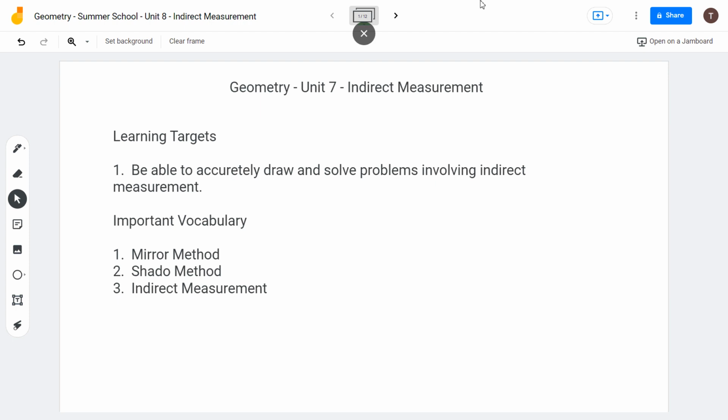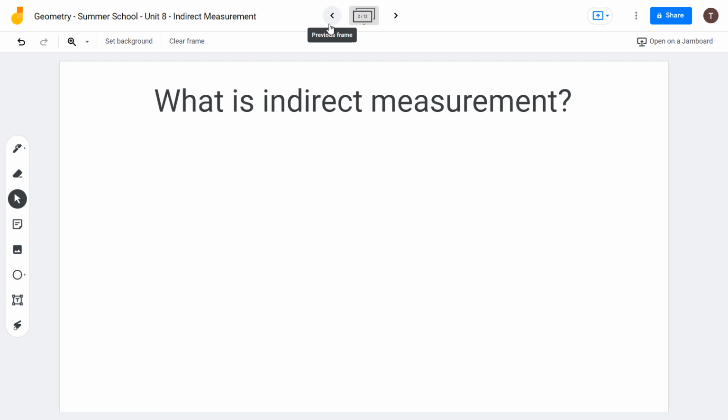So your learning targets: be able to accurately draw and solve problems involving indirect measurement. Pretty short for vocabulary: mirror method, shadow method, and indirect measurement. So those are the things we're going to be talking about today. So we're putting into place kind of the real-life application of similar triangles.